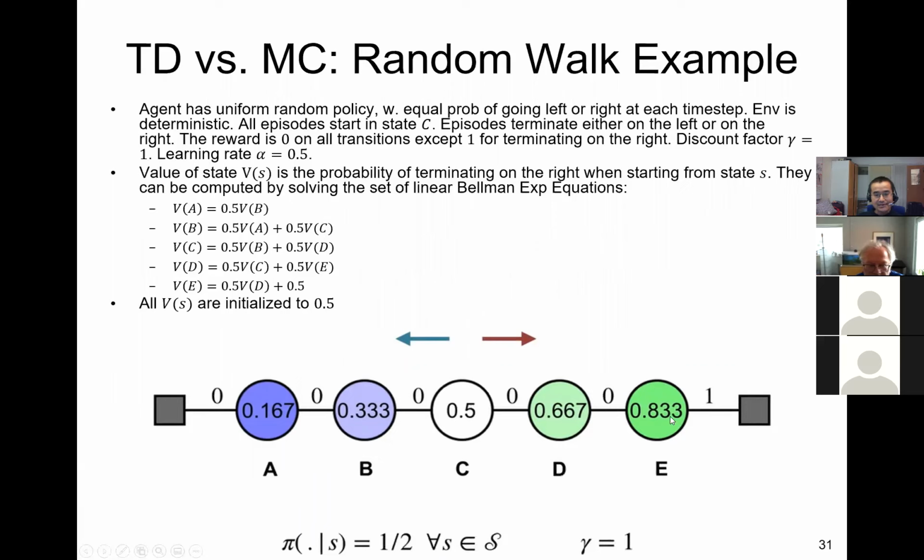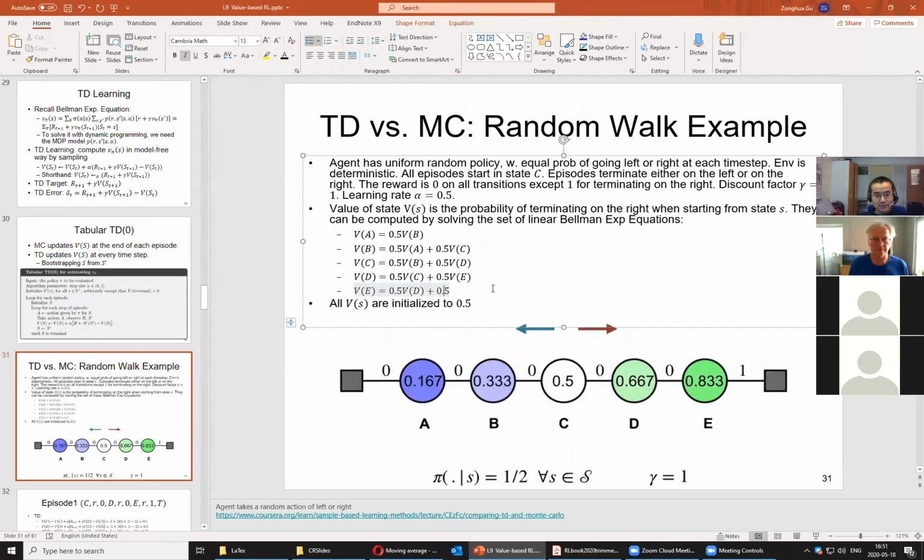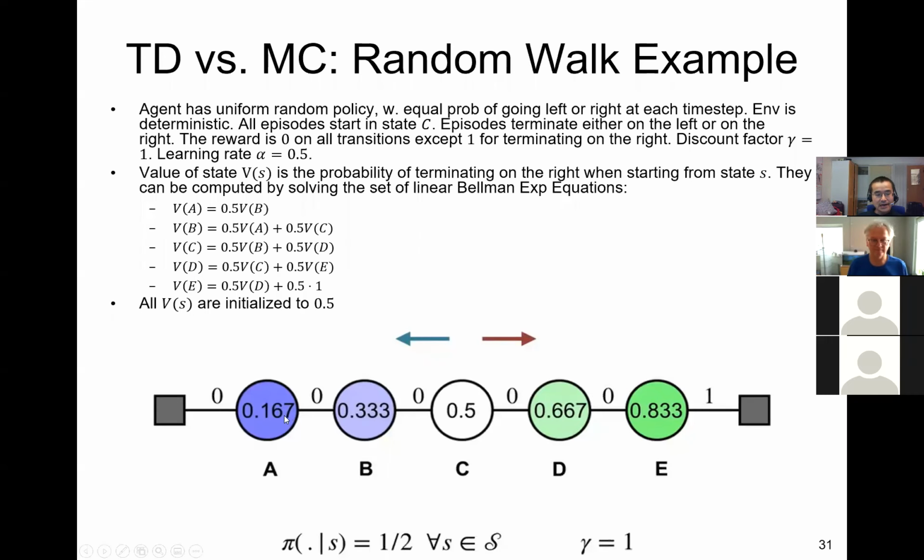So VE has 0.5 going into VD with reward 0, and 0.5 of going into the terminal state with a reward of 1. So I should make it more clear. It should be 0.5 VD plus 0.5 times 1. So we can solve this set of linear equations to get the value functions shown on the figure.